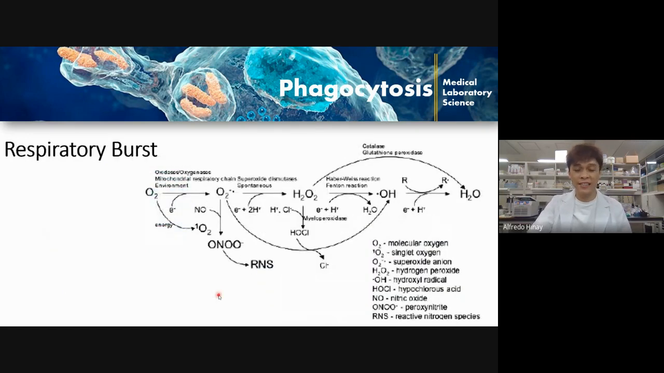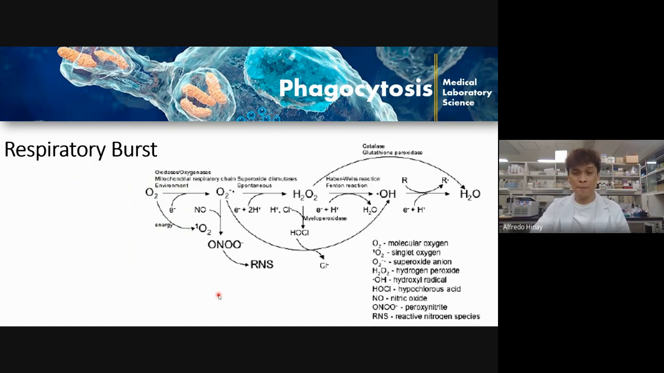And also the second mechanism class of your digestion is the formation of your respiratory bursts. I know that the presentation is somewhat intricate and very complicated, but I wanted to just show the reaction of a respiratory burst. The main function of this one is to produce a massive number of oxygen radicals. For example, you have your O2 negative, the superoxide anions, you have your hydrogen peroxide, and then you have your hydroxyl radicals, and then you have your nitric oxides.